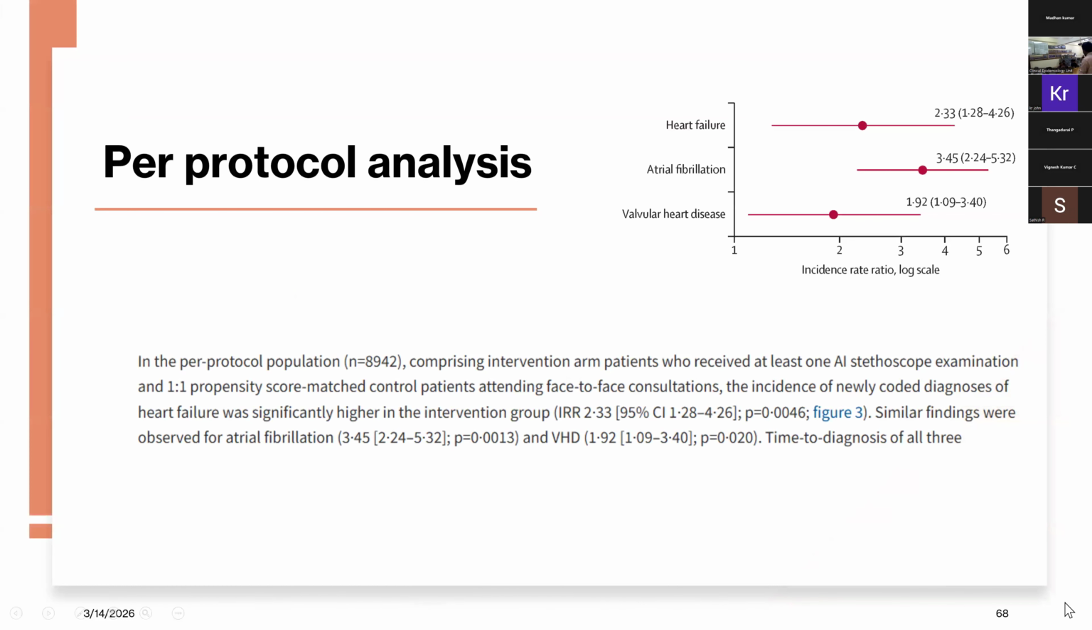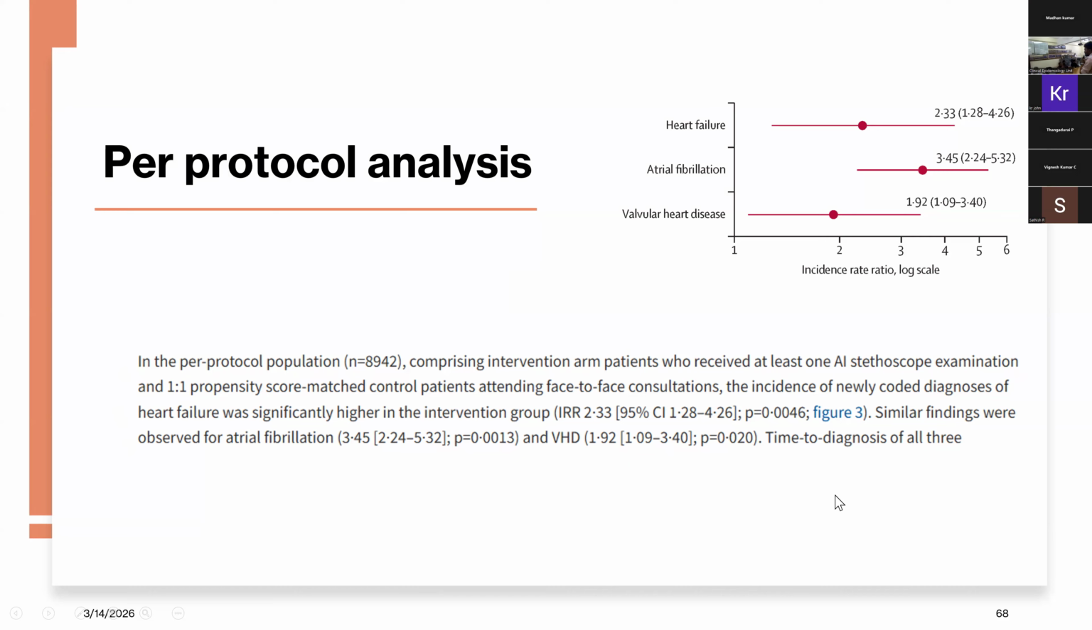So additionally, the study has also done some sensitivity analysis, which they have not initially pre-planned prior to the beginning of the study. In the per protocol analysis, instead of using the entire population as the denominator, they have specifically used a denominator of 8,942. They have arrived at the numbers based on the number of participants who had received at least one AI stethoscope examination.